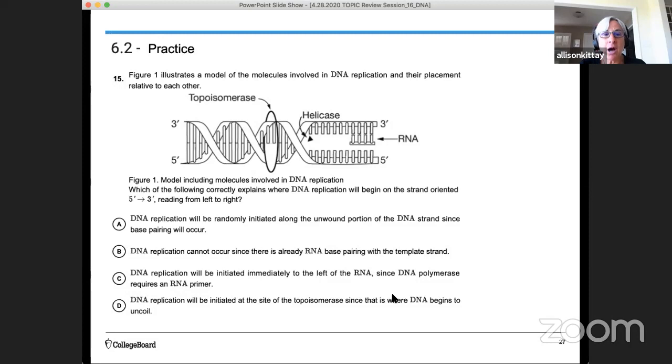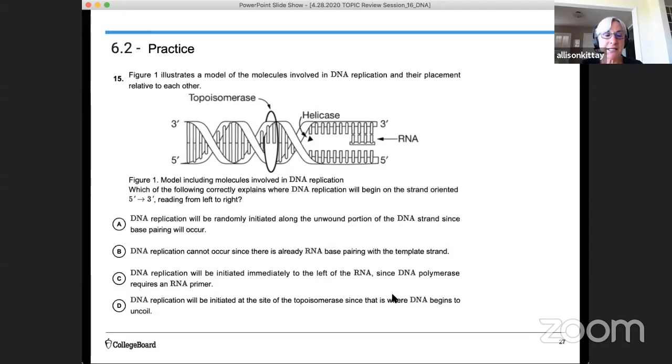This is a model of the molecules involved in DNA replication and their placement relative to each other. So you can see topoisomerase, you can see helicase, you can see RNA, and you can see the DNA double helix, and you can see the direction of those strands. The top strand and the bottom strand have different directions. And you kind of have to look at the unwound portion to really get that. Okay, so figure 1 is a model, including molecules involved in DNA replication. Which of the following correctly explains where DNA replication will begin on the strand oriented in the 5' to 3' direction. We're reading from left to right.